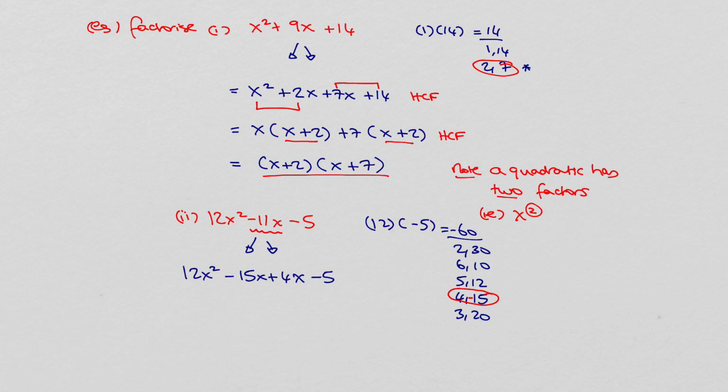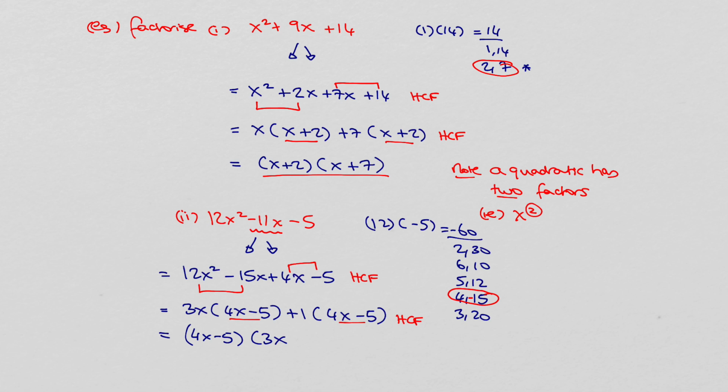And I can group the first two, group the second two, and take out the highest common factor. So the highest common factor between 12x squared and minus 15x is going to be 3x, which leaves me then with 4x minus 5. And if I look at 4x minus 5, I might not see there's anything common, but of course 1, we have to remember, is always common to everything. So by taking out 1 as being common, that leaves me with 4x minus 5. And again, my two brackets are the same, so that is my highest common factor. And by taking out 4x minus 5, well, now that leaves me with 3x plus 1.